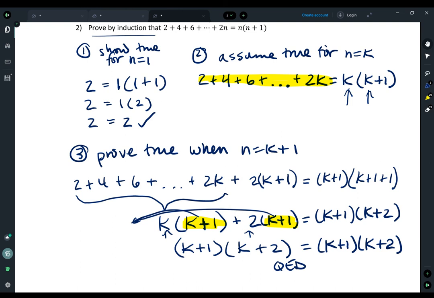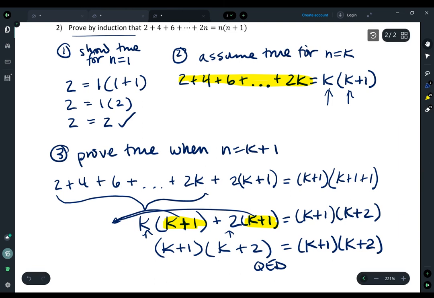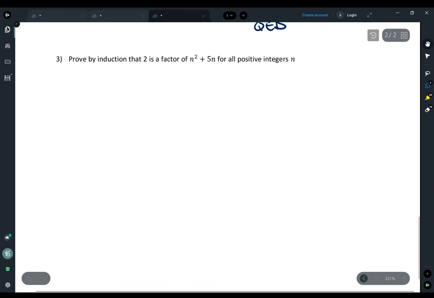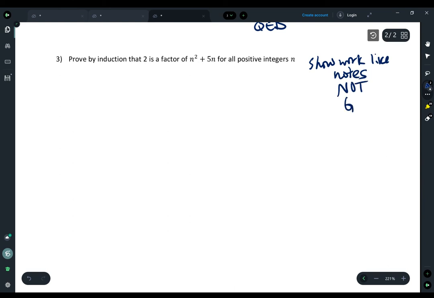So the last problem that we're going to work together is going to be a little bit different. And you need to follow the work that we're showing here. So you're going to show work like notes, not Glencoe. So if you go back and you look in your Glencoe textbook, the work is going to be a lot longer. I think it's harder to understand. I really like the way Kelly is actually the one that decided how to show this and how to do this. It's from a different textbook.